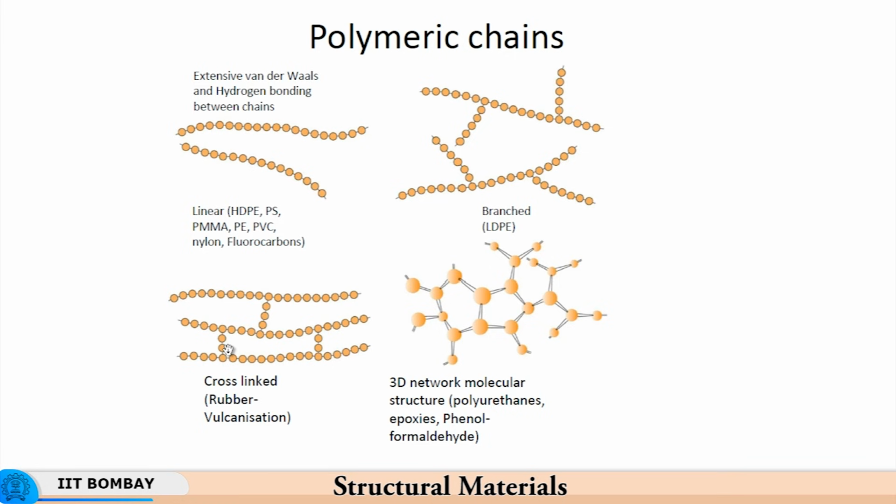So each polymeric chain can therefore be seen as a spring. Now let us say that you have just one spring: you can pull it and then release it, and it comes back to its original position. Similarly, every polymeric chain is like a spring, and when you have branched polymeric chains, something like this, you have springs branching off from the central one.